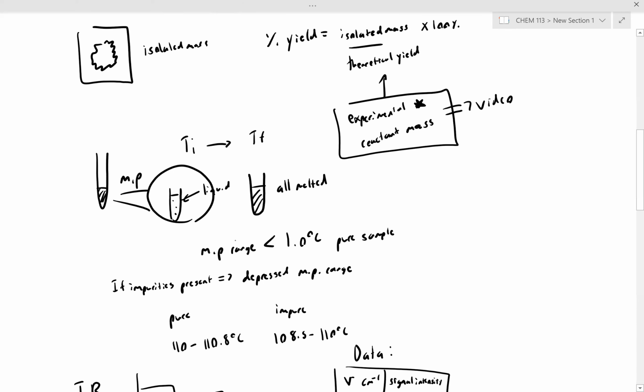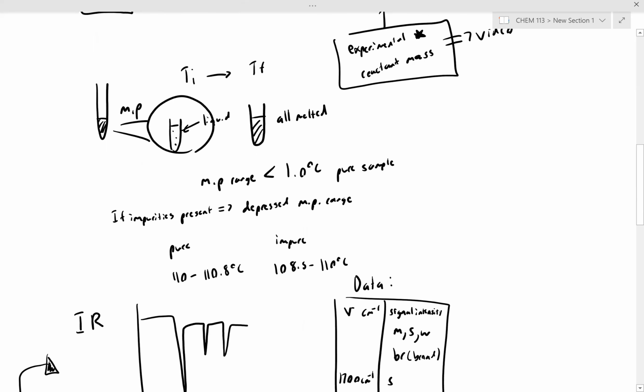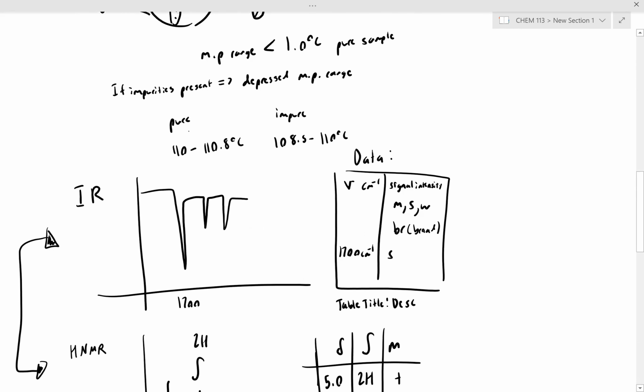Typically, a melting point range of less than 1.0 tells us we have a pure sample. If impurities are present, we'll see a depressed melting point and a broad melting point range. So for example, if our pure melting point range is 110 to 110.8, the impure sample would be like 108.5 to 110. So not only do we have a lower average melting point value, but the melting point range is broader than the pure sample. This is important to note because the melting point gives you a sense of the relative purity of your sample. Does that make sense to everyone?